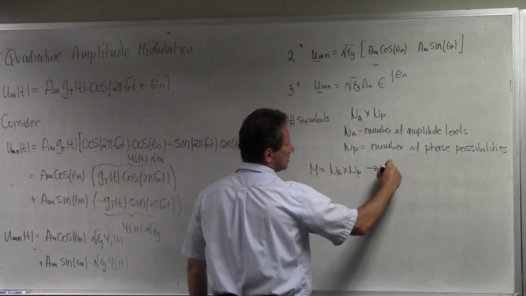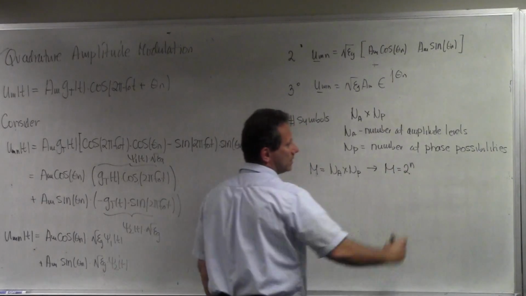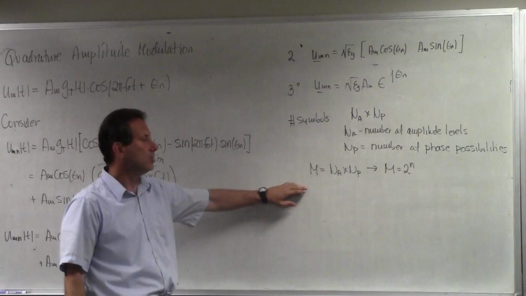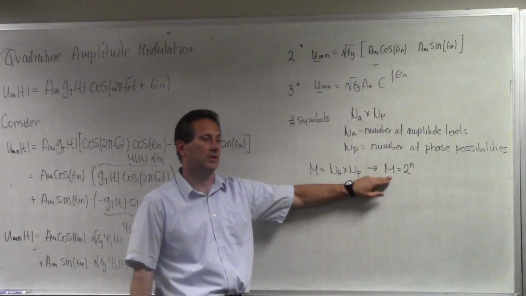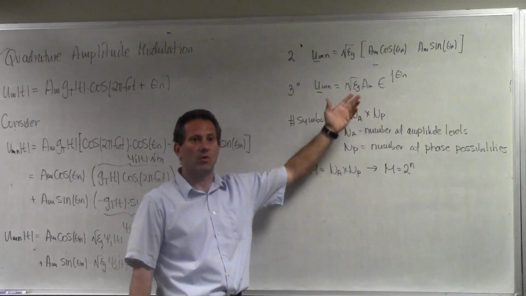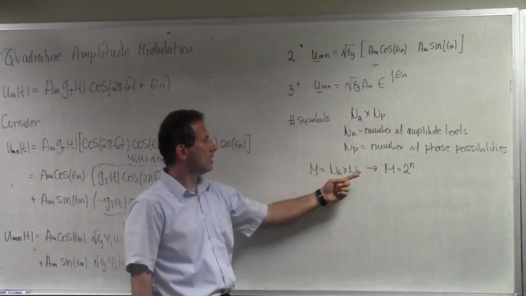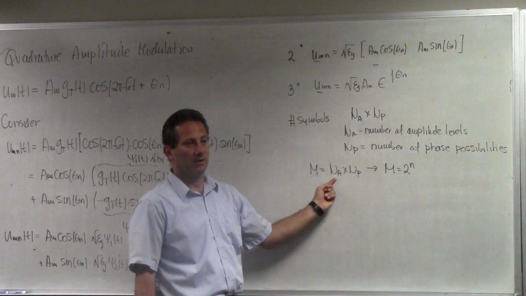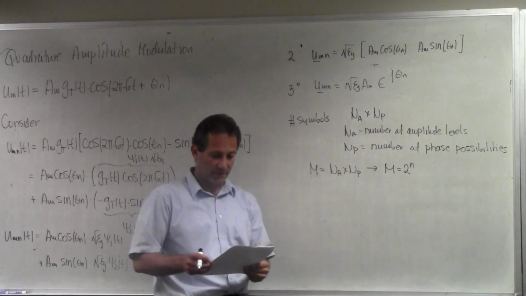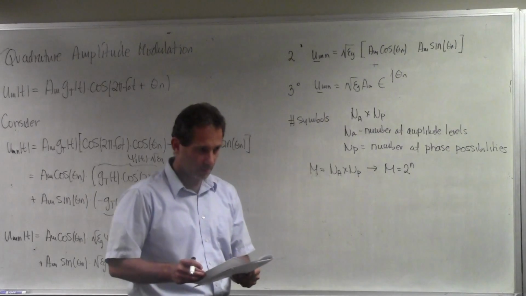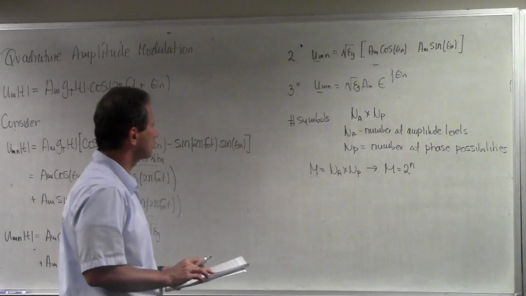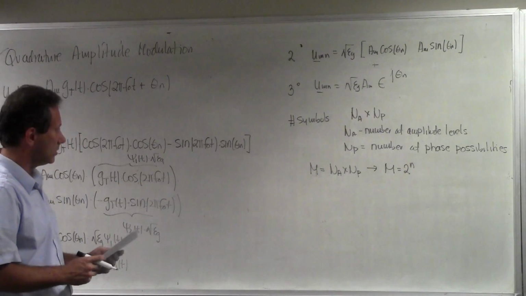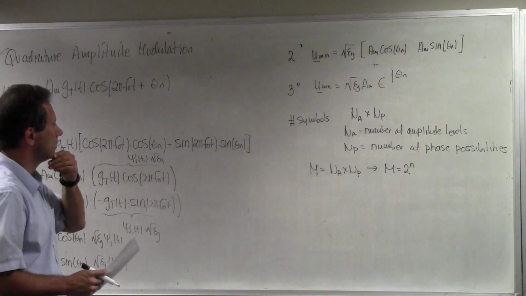And usually this M is chosen as 2 to the n, just like in the case of the PSK modulation schemes. You're going to pick the number of symbols in your constellation to be 2 to the n: 2, 4, 8, 16, and so on. But you're going to distribute them between different numbers of amplitude levels and different numbers of phase levels, which are allowed by the QAM modulation scheme.